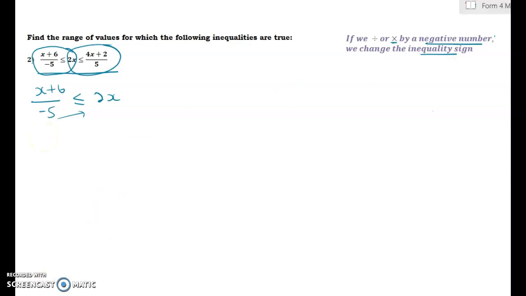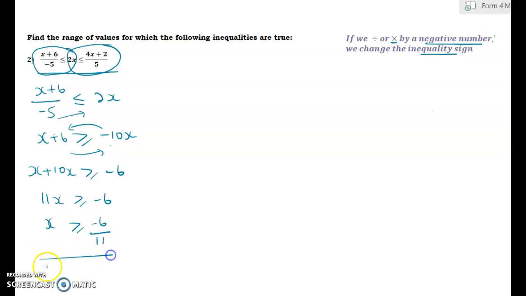Now become x plus 6 is greater than or equal to minus 10x, because the minus 5 has multiplied by the 2, making it minus 10x, and we're now changing the sign from less than or equal to greater than or equal to. Now solving for x, I could send this here, send that there. I'll get x plus 10x greater than or equal to minus 6. X is greater than or equal to minus 6 on 11. This is my solution to my first piece. Second piece will go like this.